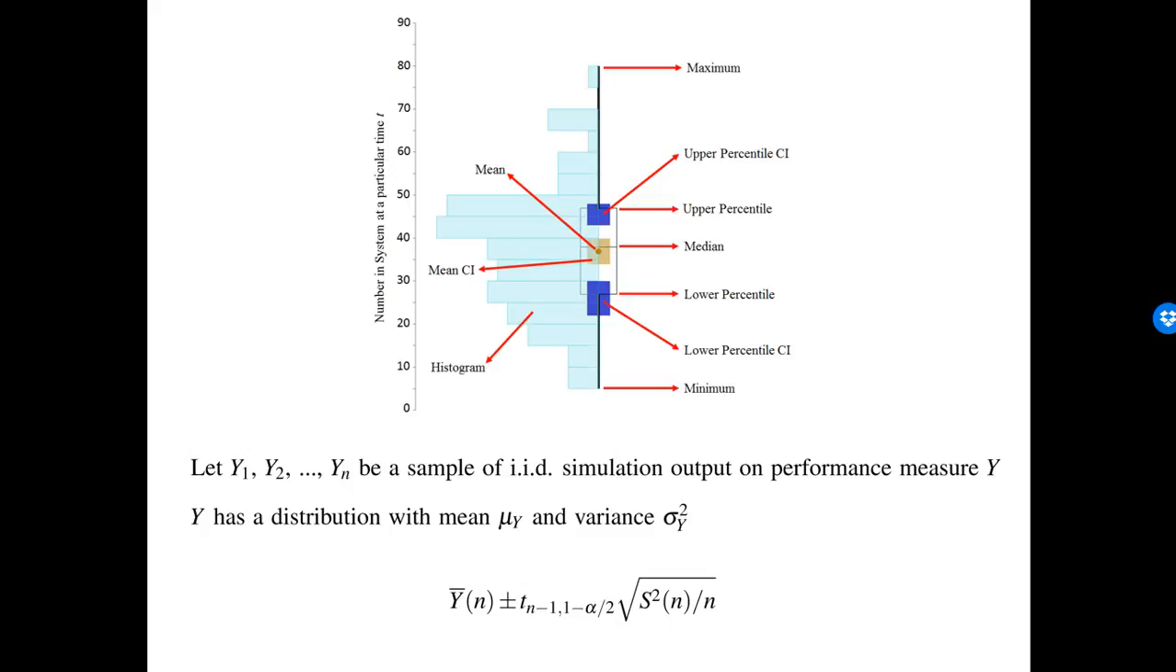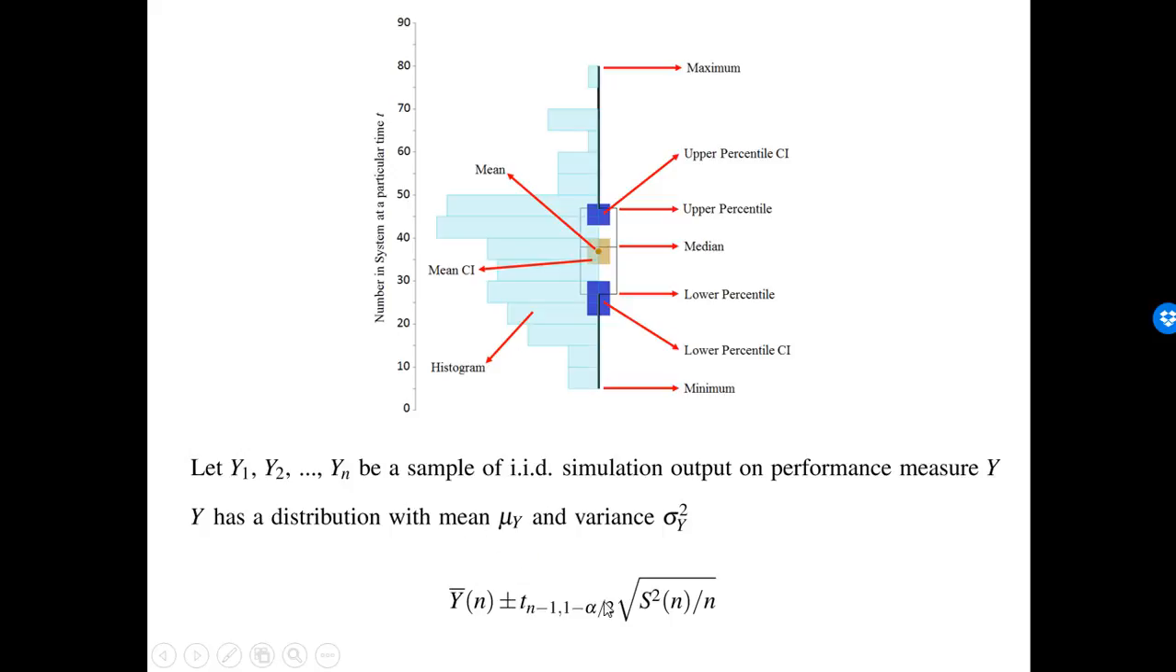And what the confidence interval means is that if I create many of these confidence intervals, I expect 95% of them to include the actual value of mu y. So if I generate many of these confidence intervals, I expect 95% of them to actually cover the true population mean of this random variable that I'm trying to estimate.